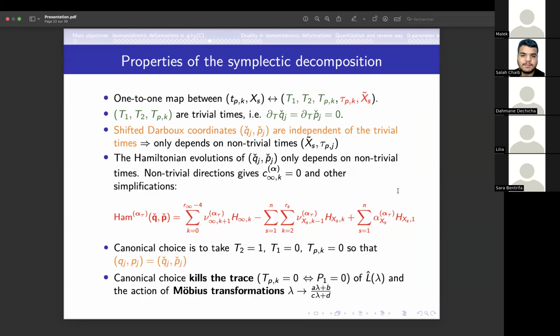The Hamiltonian evolution, after this reduction, simplifies tremendously, and the Hamiltonian following a direction will become only this. So literally the red part survives, and the additional part is taken away. So what remains is that, since we have some trivial times, if we take some values for these trivial times, this will not change the symplectic structure behind.